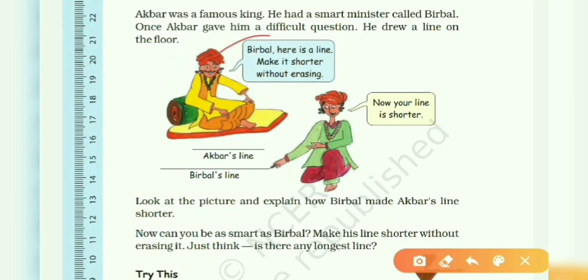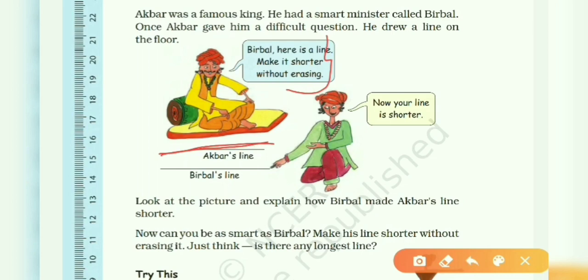Birbal, here is a line. Make it shorter without erasing. This is the picture of King Akbar, okay? And he is saying to Birbal. Here Akbar drew a line, okay?